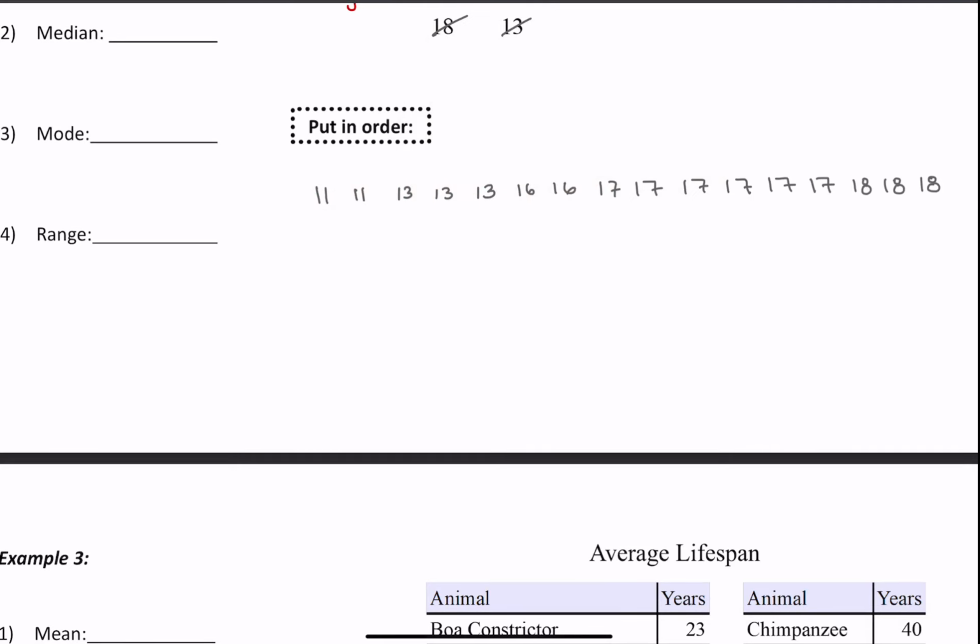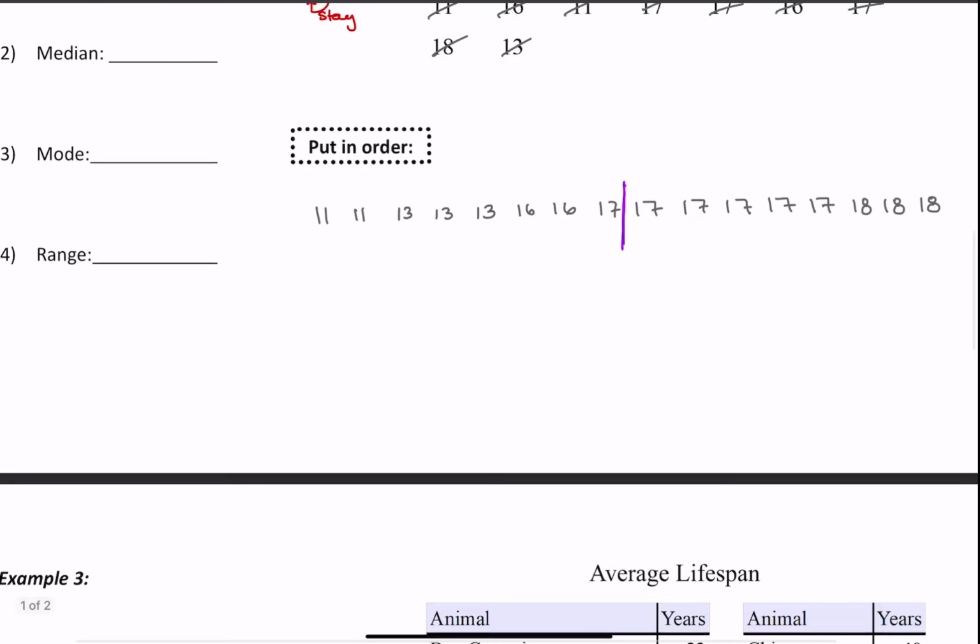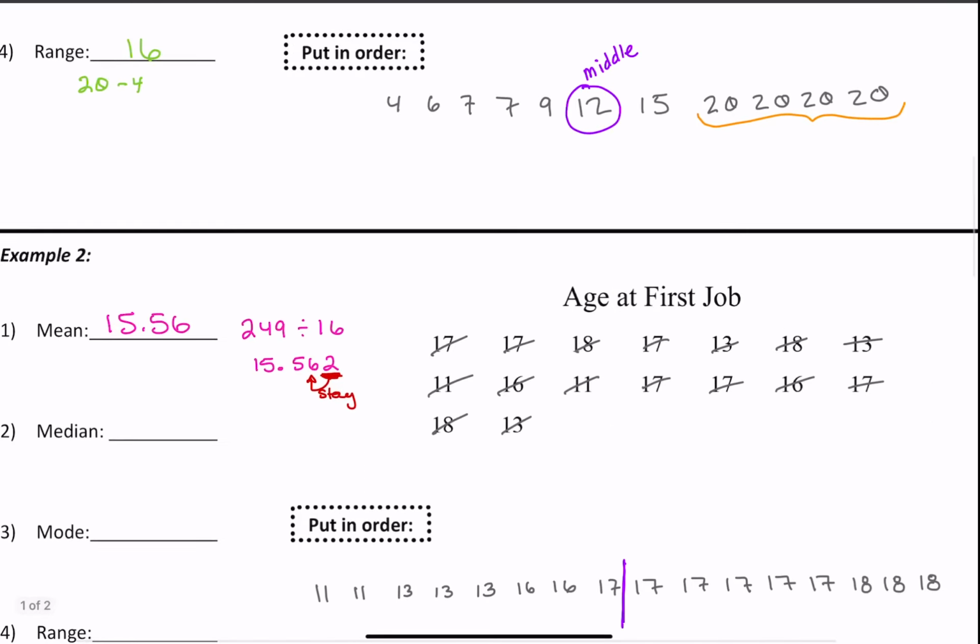Okay, so right here, we should have 8 on one side of this purple line and 8 on the other. So let's double check that. 1, 2, 3, 4, 5, 6, 7, 8. Okay, good. 1, 2, 3, 4, 5, 6, 7, 8. Okay, also good. Now, that purple line is the middle. There's not a number at that purple line. I didn't circle something like I did in the first one.